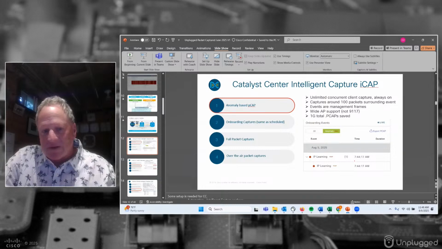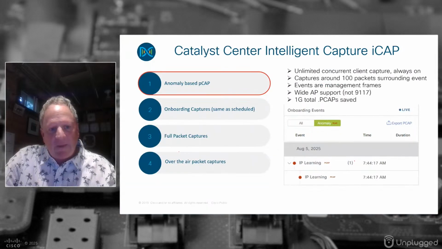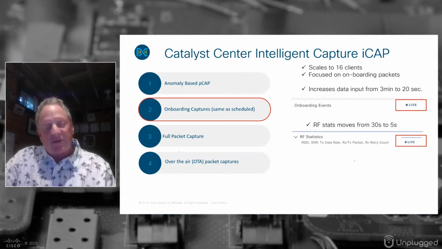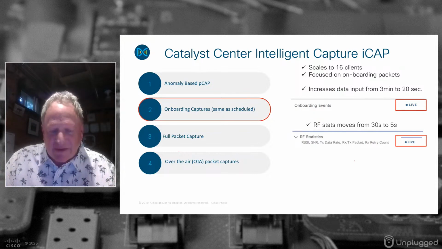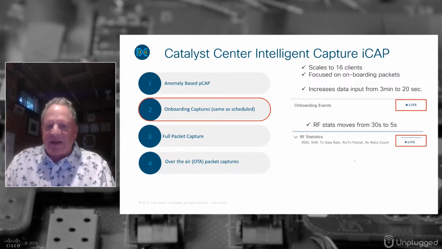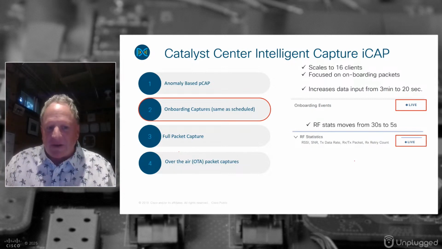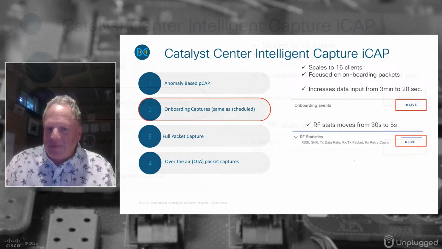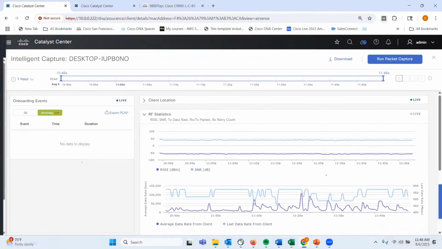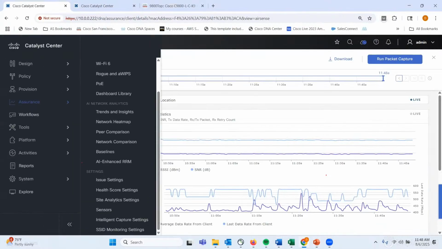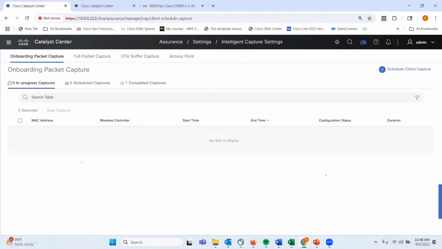Now, if I go back to the presentation here, the next one is called onboarding captures. And I've got a little note in there that says same as scheduled. If you read through the documentation, it does at times get a little bit confusing because they'll use those two interchangeably. So let's take a look at Catalyst Center again. If I go into the configuration section again, intelligent capture settings, you can see that onboarding packet captures, that's what I've got selected right now.